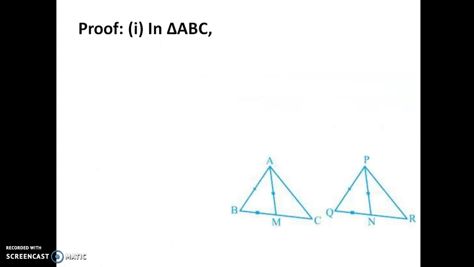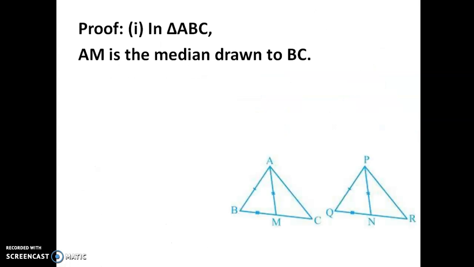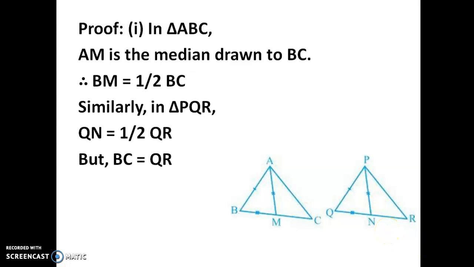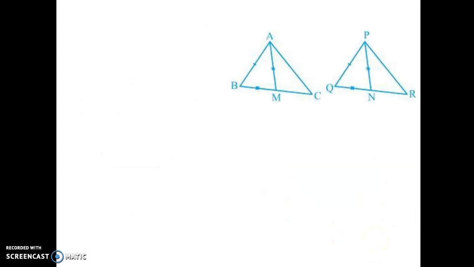Then let's prove it. In triangle ABC, AM is the median drawn to BC. Okay, median means the midpoint of this line to the opposite vertex. So that is given. So BM is half of BC. Okay, because it's a median. M is the midpoint, no? So that's why. Similarly, in this triangle also, it is like that only. So QN is equal to half of QR. Then BC is equal to QR. Okay. So you will equate it. So you will get BM is equal to QN.